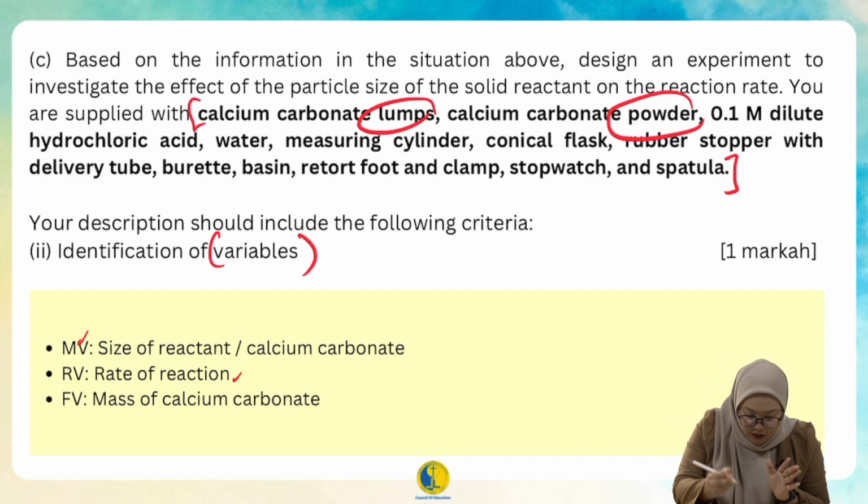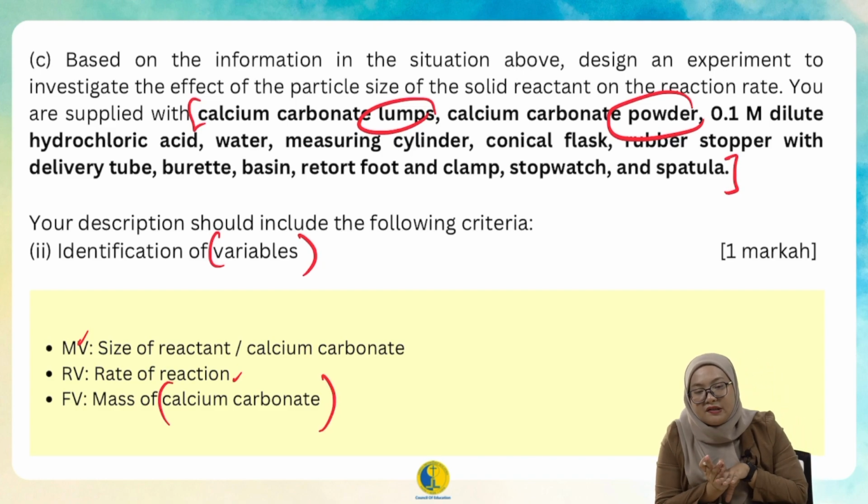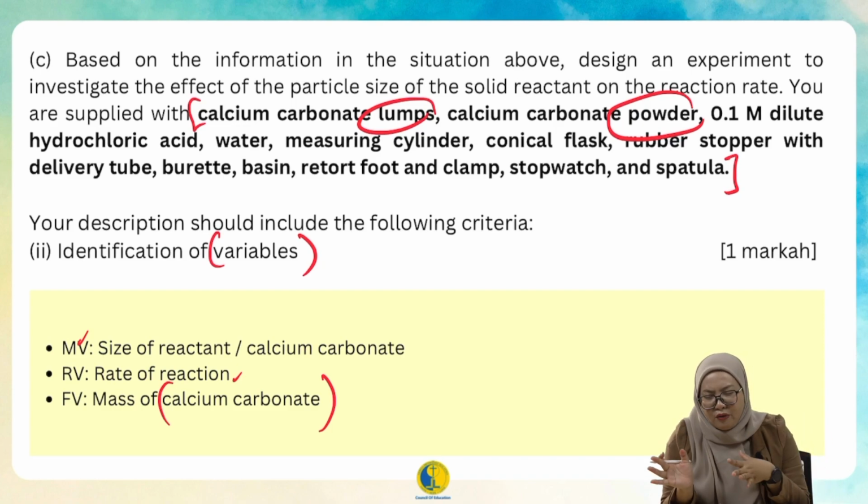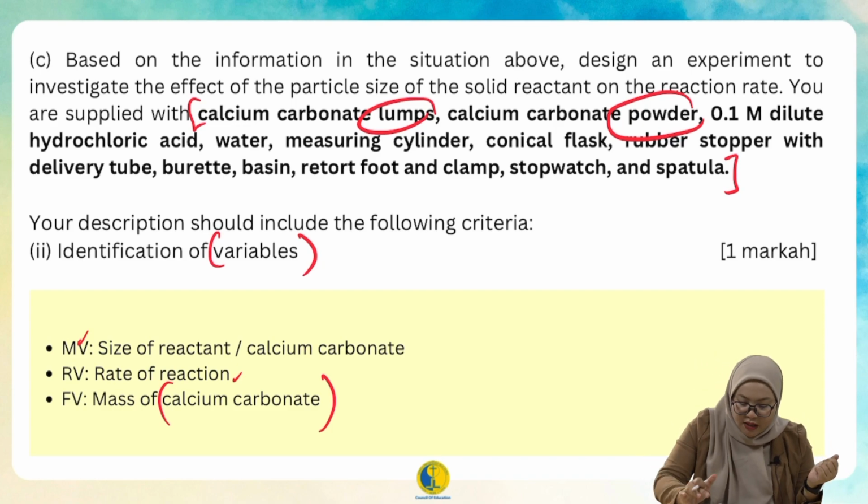Of course, the responding variable is the rate of reaction. The fixed variable is the mass of calcium carbonate; it has to be the same, it has to be similar, whether you are using chunk or powder.